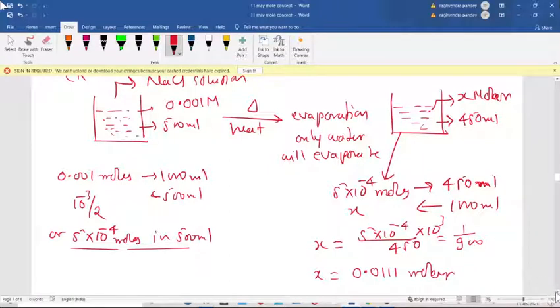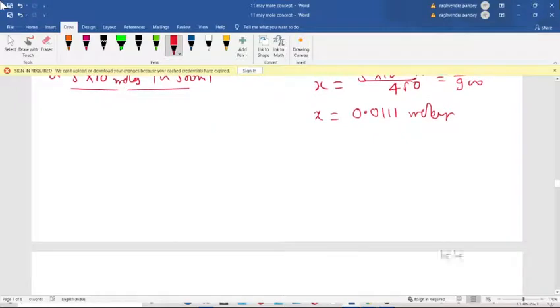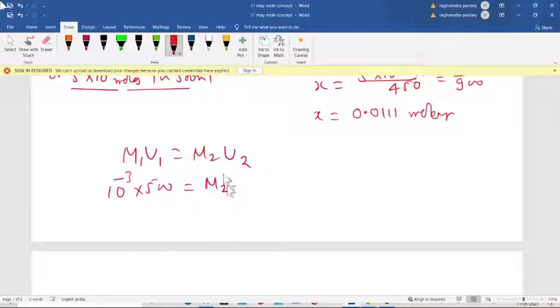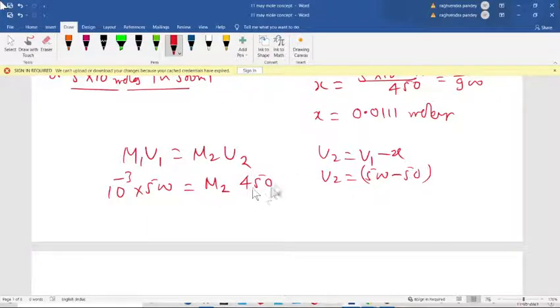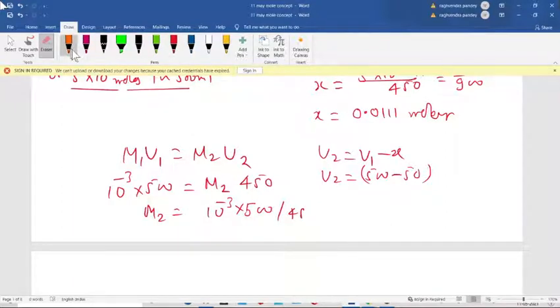Another approach is that you can use the same formula, M1 V1 is equal to M2 V2. M1 is 10 to the power minus 3, or you can write 0.001, into 500. M2 you have to find. V2 is how much? 450, because V2 is V1 minus X. I can write this for information, 500 minus 50, 50 is evaporated, but you have the total volume, so no need to do all this. So M2 is 10 to the power minus 3 into 500 divided by 450. This is another way of doing it by the formula.